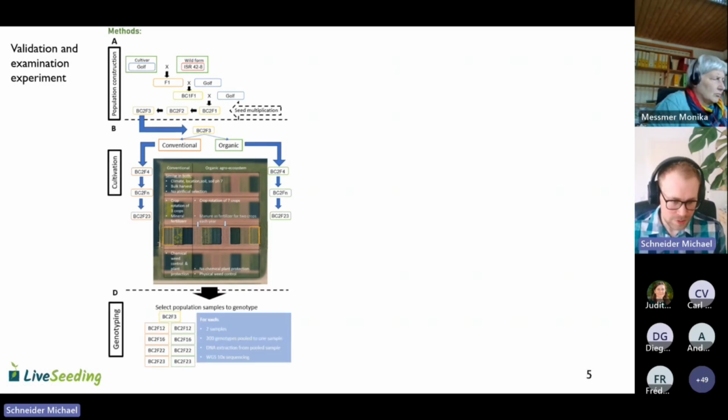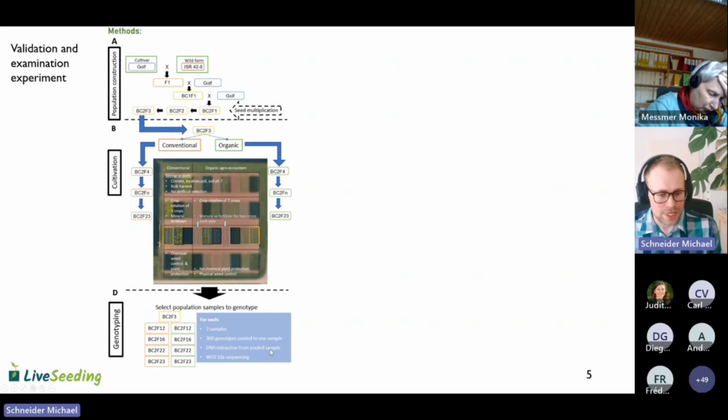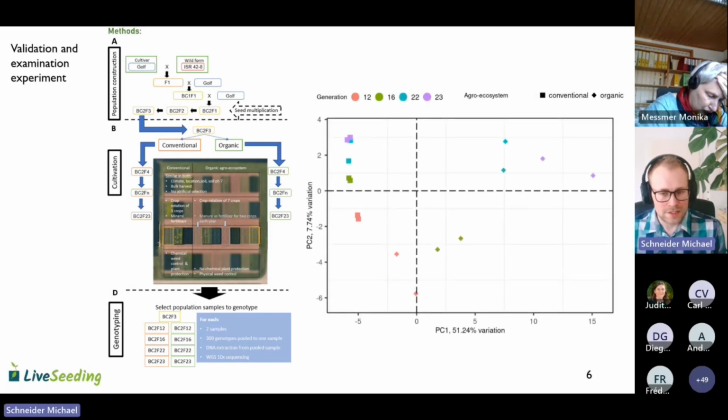How did we do that? We performed some genotyping of pool samples. So we selected some of these generations, two samples for each of these generations with about 300 genotypes each, and then performed a whole genome sequencing of the entire genome with a coverage of 10 times of each base pair. And a result of this is shown here on the right side.